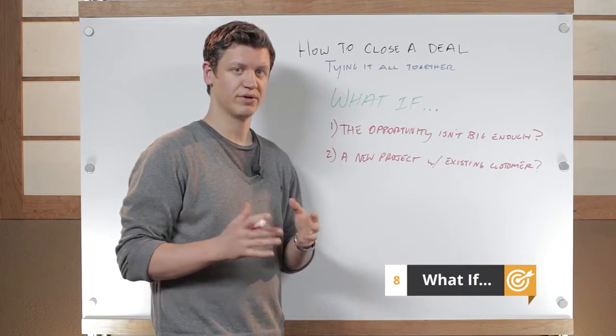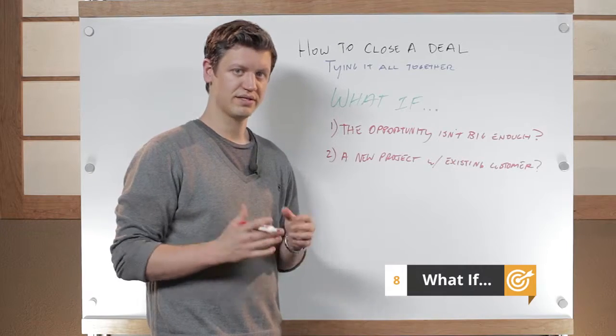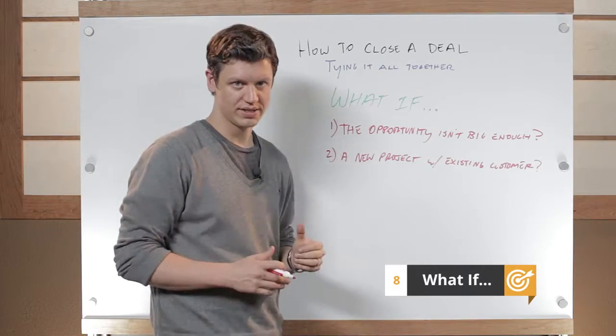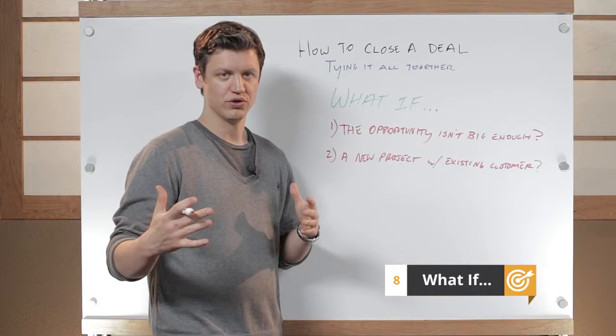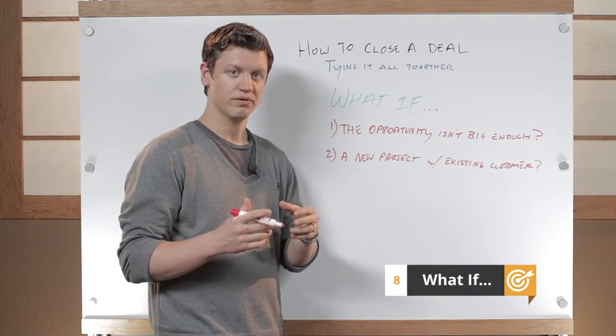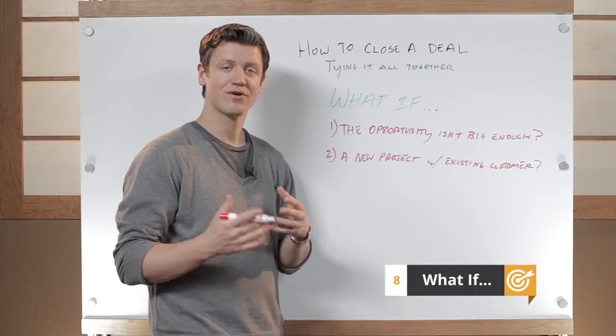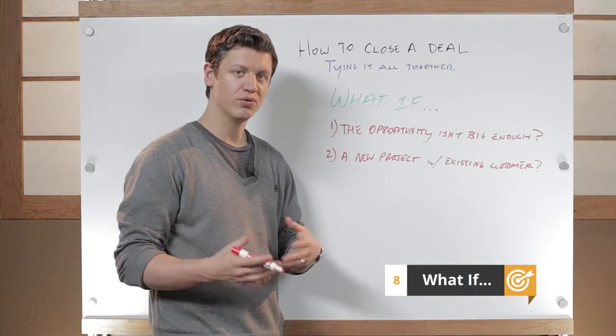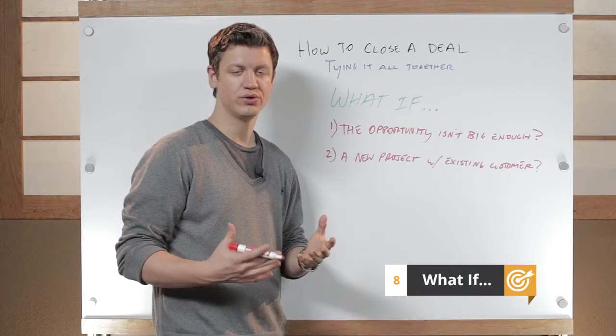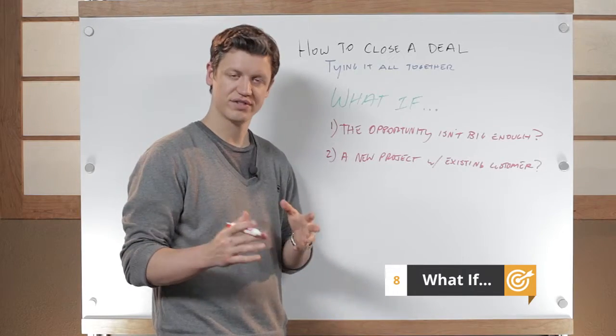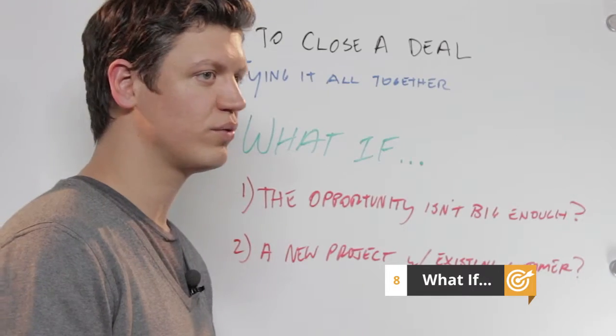Just because somebody is somebody you have an existing relationship with doesn't necessarily mean that you shortcut the process. The interaction model is built like it is because you're going to first figure out if this is an opportunity that you want to take on. So even if they're an existing customer, if they're bringing you a new project, a new opportunity, you still want to qualify that project, see if it's a good fit for you.